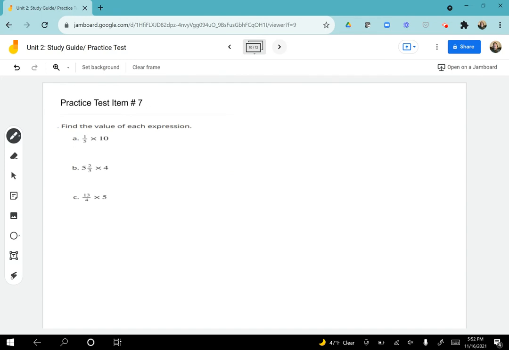Okay, so these are pretty straightforward. This is just multiplication. A wants us to multiply 1/5 and 10. That's just going to give us 10/5.